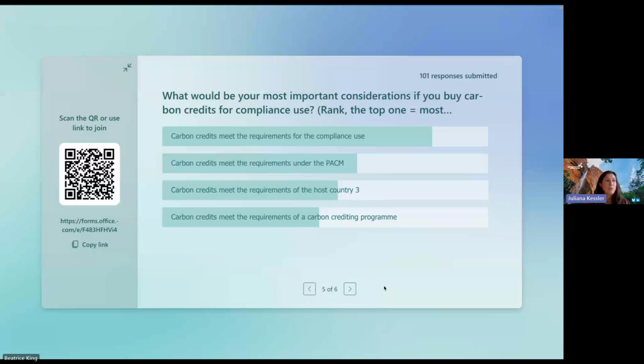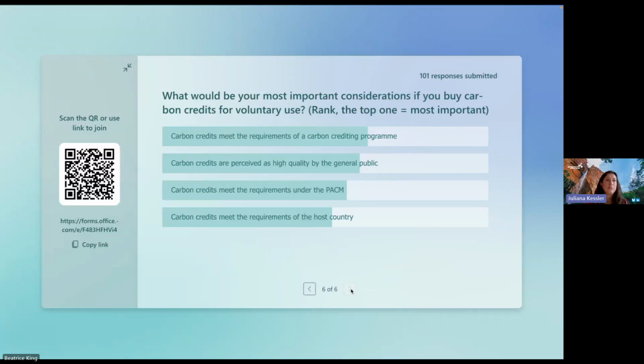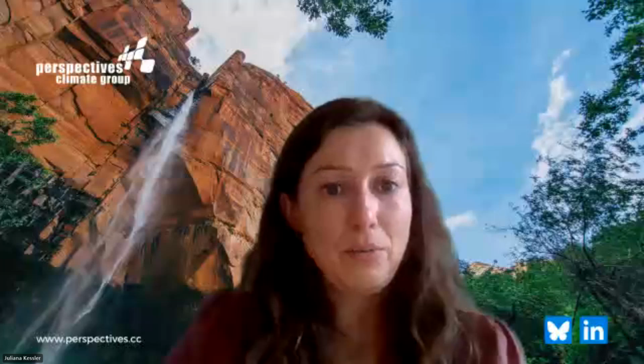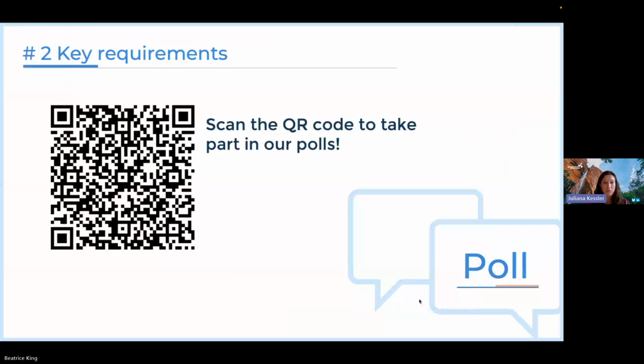Okay, jumping to the next question, what would be your most important consideration if you buy carbon credits for voluntary use? And here, the option that ranked highest is carbon credits meet the requirements of a carbon crediting program and are perceived as high quality by the general public. So here, public perception also plays a key role next to meeting the requirements of a carbon crediting program. Thank you all for this, really interesting. Let's continue with the content and let's see what you think about the PACM requirements going in more depth.